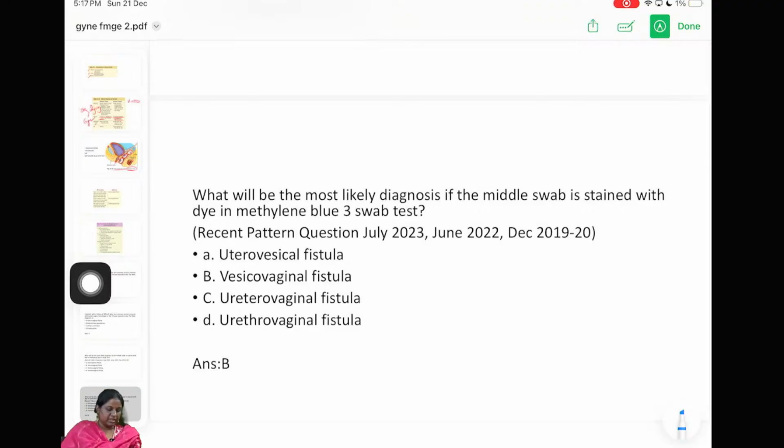Understood? Okay. So we are done with urogynec also. And we have 1% charge left.